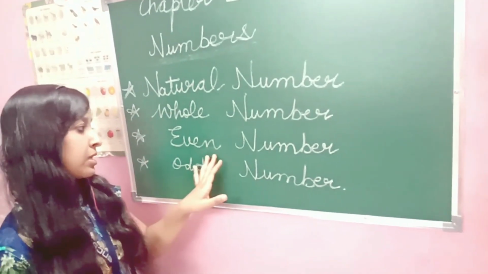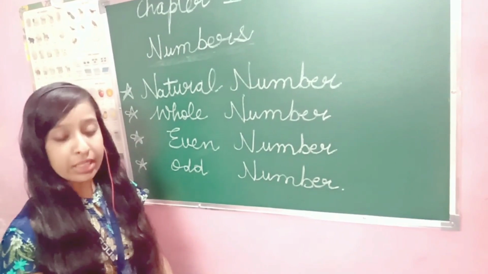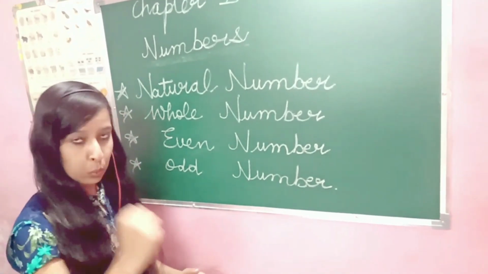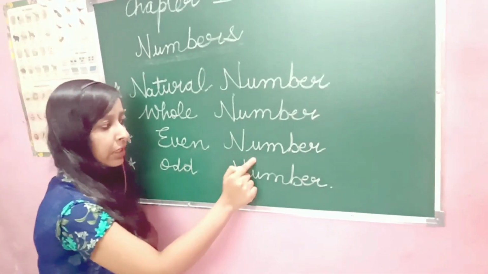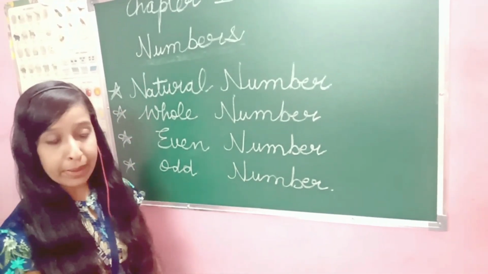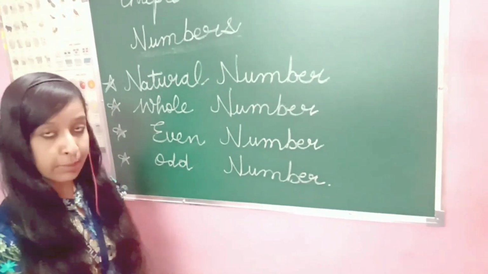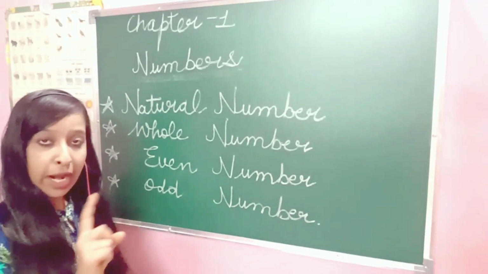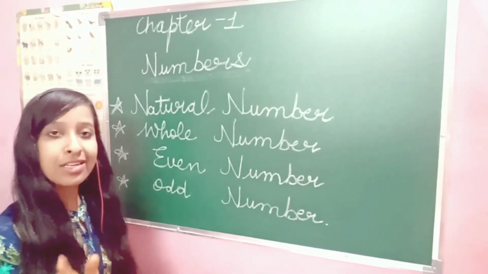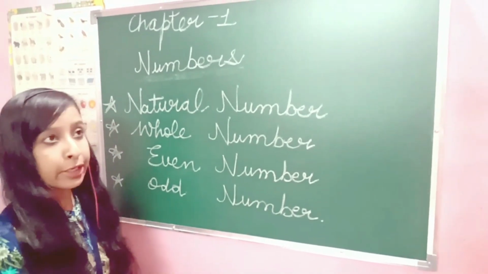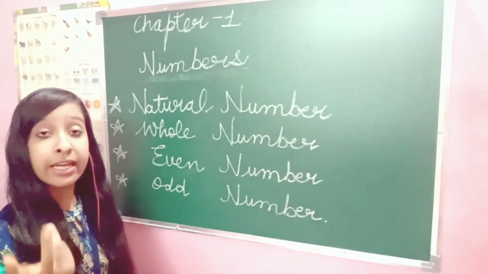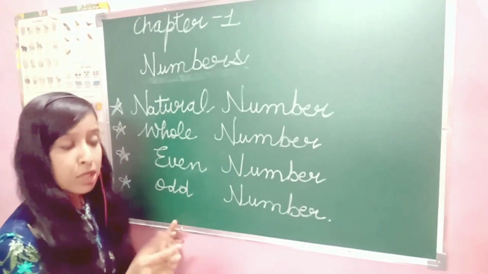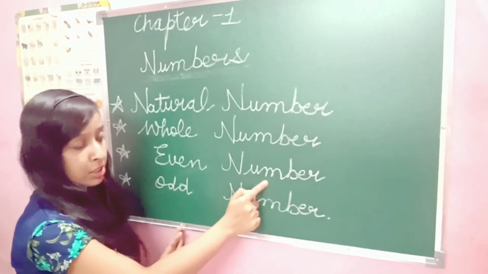Now the next term is even number. The number which is divisible by 2 is known as an even number. For example, you have studied the table of 2. Like 2 ones are 2, 2 twos are 4. So 2 and 4 both are even numbers because they are divisible by 2. Like 2, 4, 6, 8. These numbers all come in the table of 2. So they are even numbers.